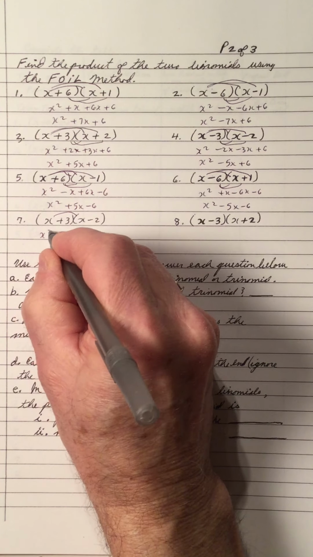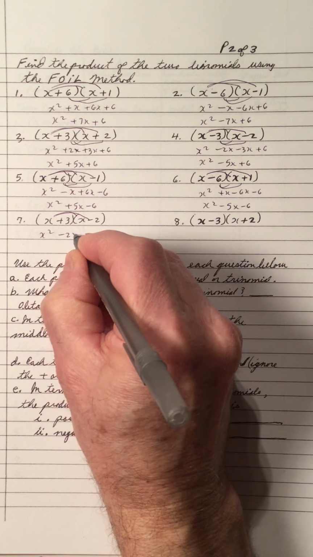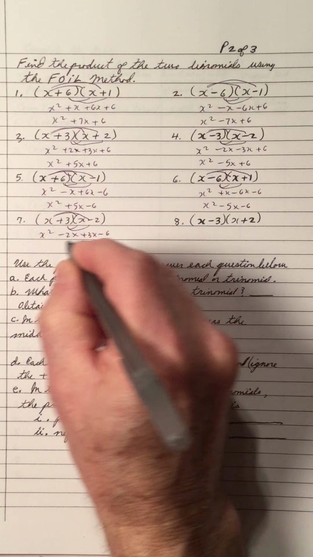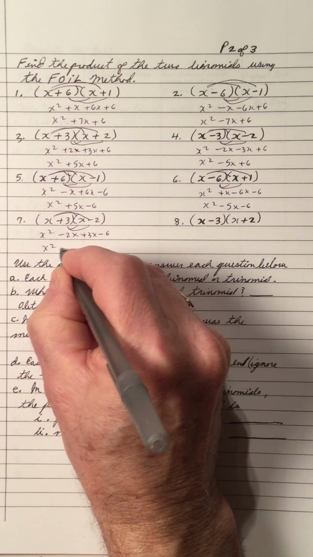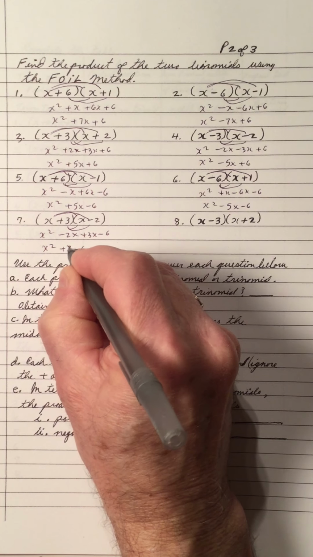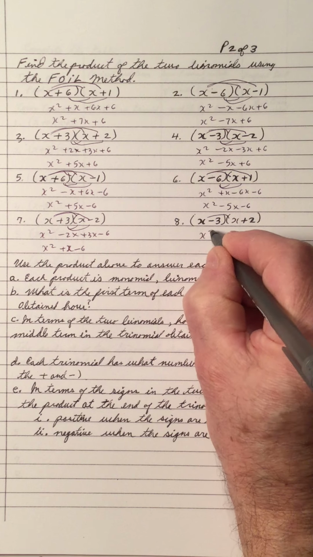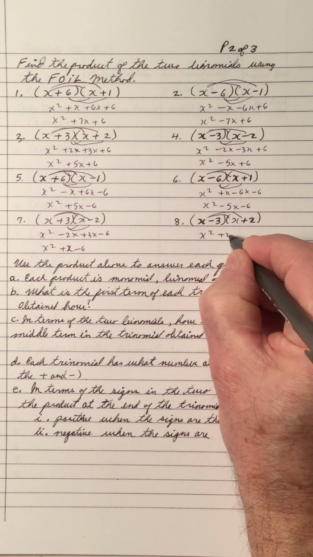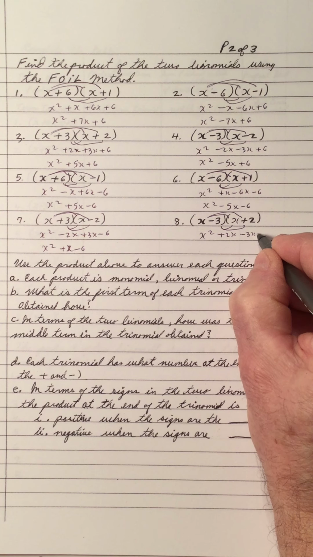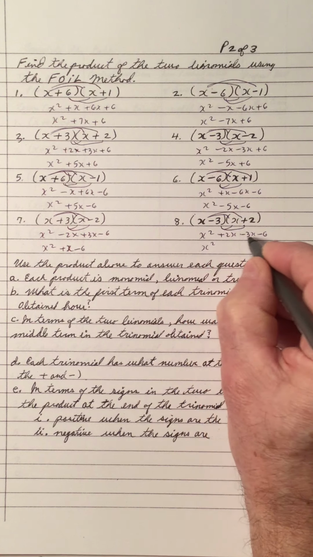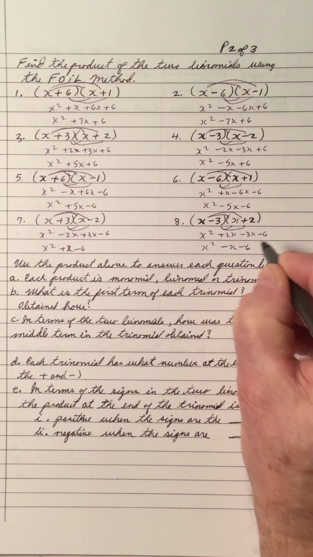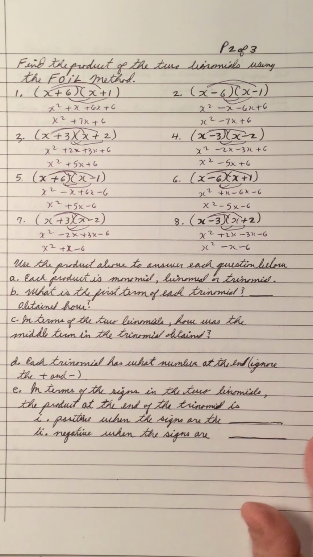First, x squared. Outside, negative 2x. Inside, 3x. Last, negative 6. And add, negative 2 and 3 is a 1x. You could put a 1 there or just say x. That's an x. First, x squared. Outside, 2x. Inside, negative 3x. Last is negative 6. And x squared plus 2 minus 3 is negative 1x, negative 6. So that's a bit of practice on FOIL.